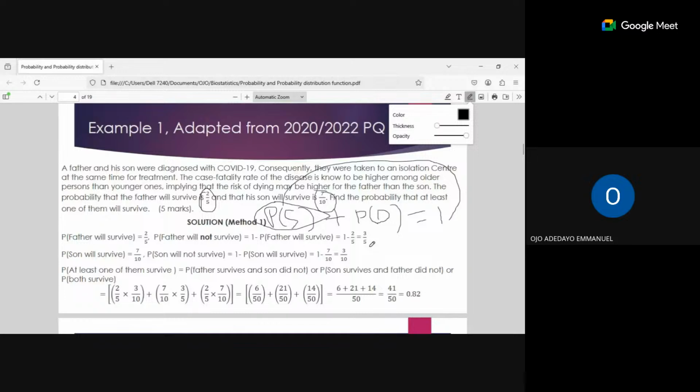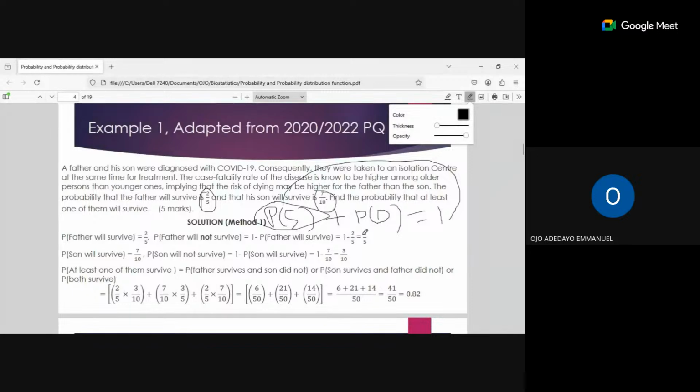Now, please note that let me quickly teach you a small piece of mathematics, which is very, very easy and very convenient for you. Anytime you want to subtract a fraction from 1, just do like this. The denominator here, just say 5 minus 2.